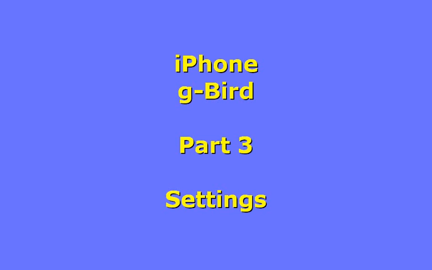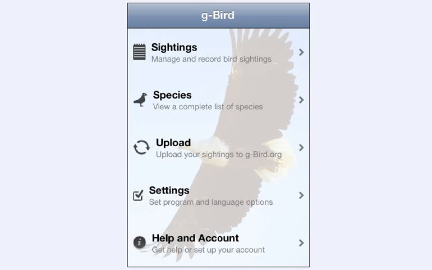Hi everyone, this next video shows how to change the settings for the iPhone app to set up the language of your choice, the thumbnail size, the country you're birding in, and so on. From the home screen, click on the settings option to take you to the settings screen.